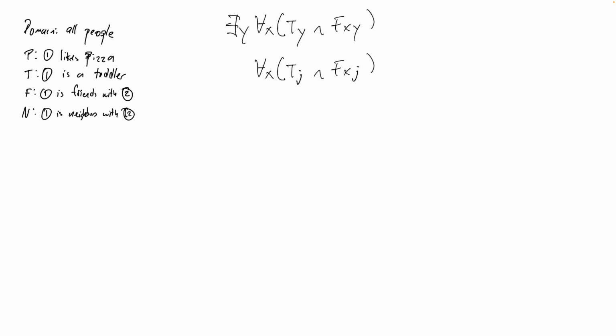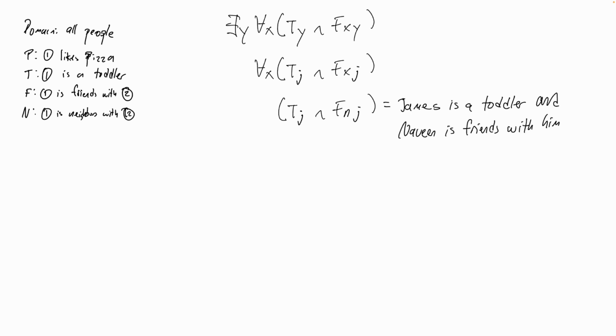What does that say? Maybe this one's straightforward enough to just give the translation right away, but for the sake of practice, let's again use the strategy of making our target formula one level less abstract. So let's now remove the initial for all x quantifier and substitute a name in for x. Let's use n as the name. That gives us tj and fnj. Assuming that j refers to James and that n refers to Naveen, this says that James is a toddler and Naveen is friends with him.